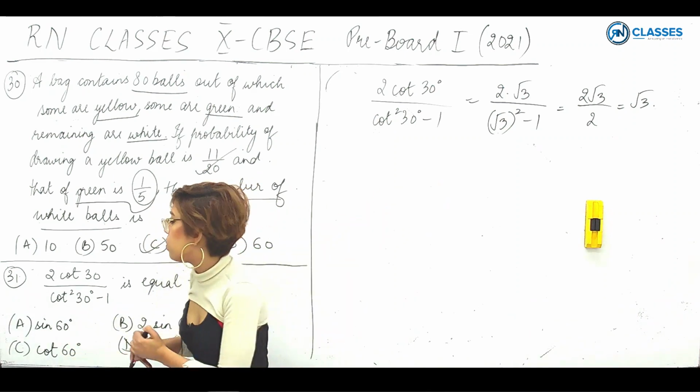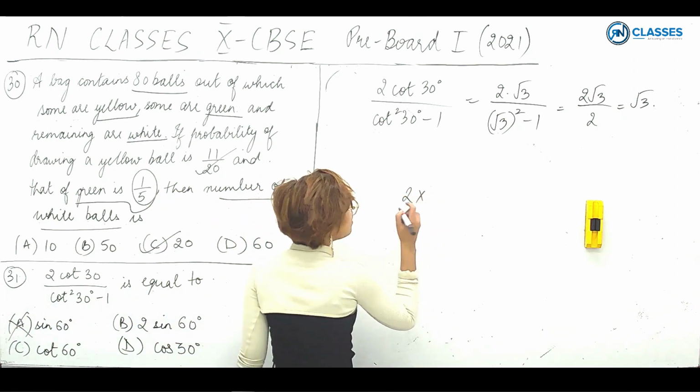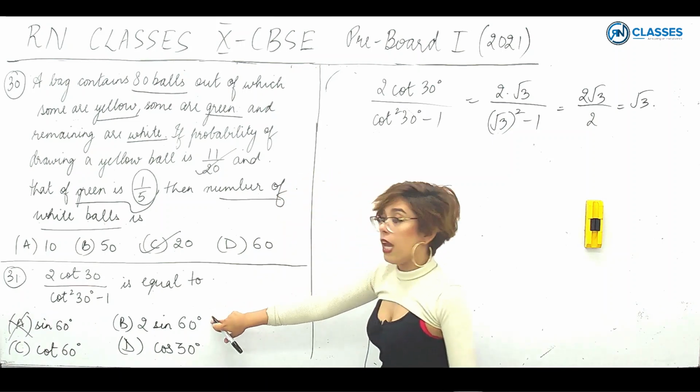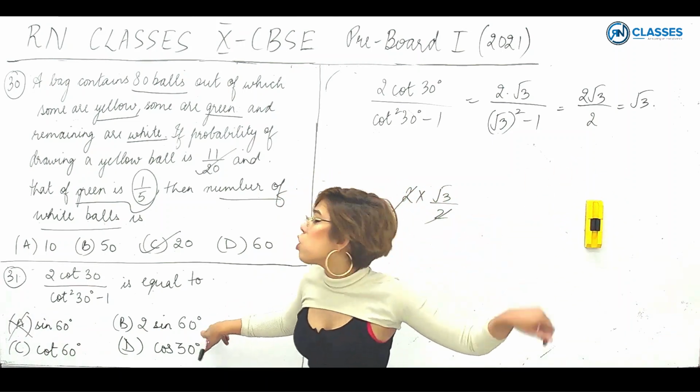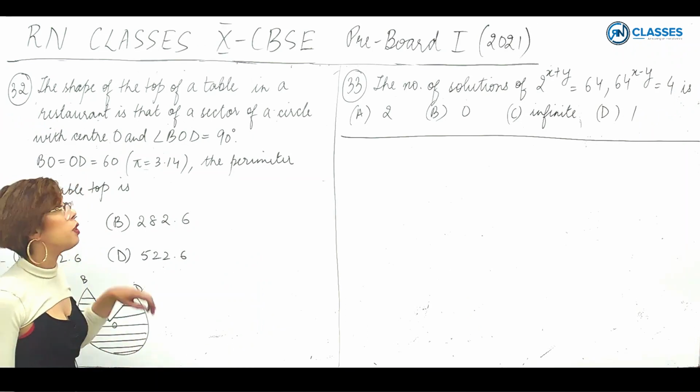Because the root 3 है, तो ये तो आंसर नहीं है. अच्छा, 2 sin 60 as in 2 into sin 60 is root 3 by 2. This is root 3 and my answer is root 3. That means option B is the correct one. Alright, on to question number 32.